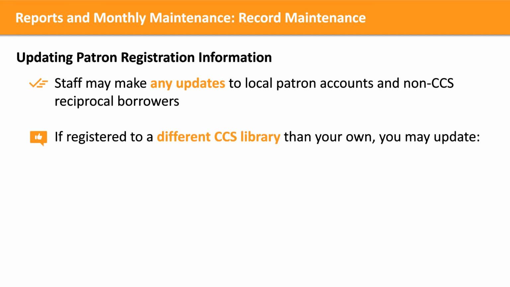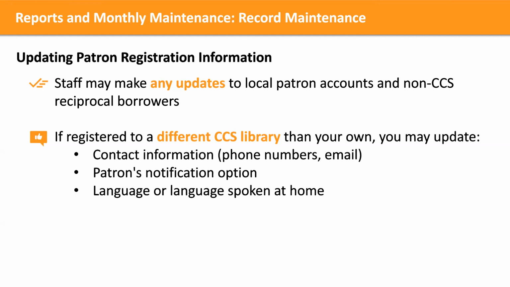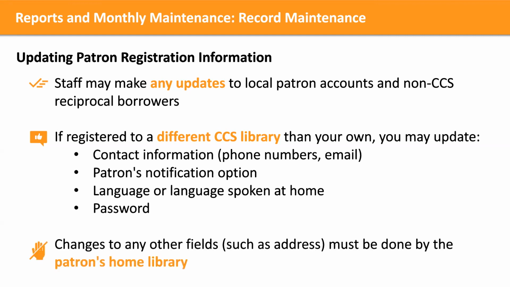But if the user is registered to a different CCS library than your own, we do have some data guidelines to follow here. So if a user from a different CCS library asks you to modify their information, you can absolutely update things like contact information, right? So you can put in a new phone number, update their email. You can change their notification option, right? So this is if they want to switch from phone notices to email notices. You can update their language or language spoken at home fields. And of course, you can update their password. Changes to any other fields like their address must be done by the patron's home library.